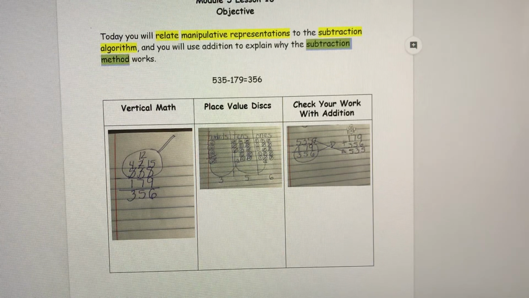These 3 numbers in the addition problem should be the same 3 numbers that they see in their subtraction problem. If these 3 numbers are not the same, that means there is an error in the standard algorithm, or there's an error in their place value chart, and they need to go back and check their work.